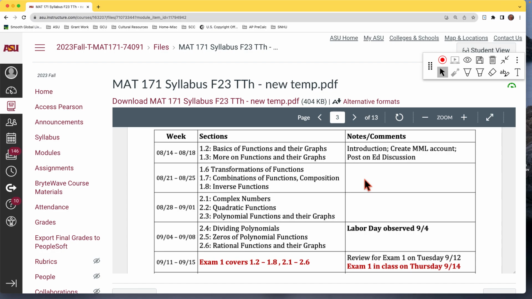So we have taken a look at 1.2 and 1.3, caught up on 1.3, and then we looked at transformations as well on Monday. No, Tuesday. What day is it anyway, right? Then Thursday, what we've got scheduled is combinations of functions and compositions and inverse functions. So those are two somewhat related topics, and we'll take a look at those.